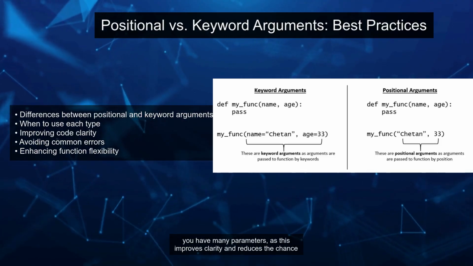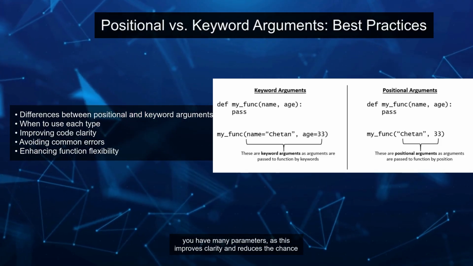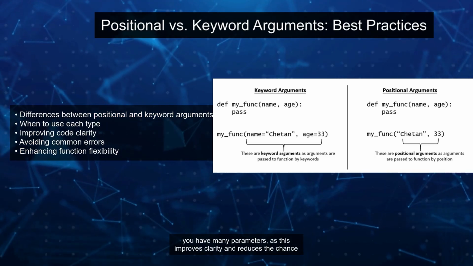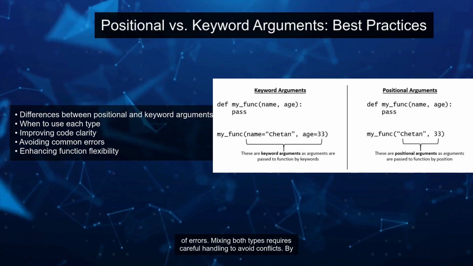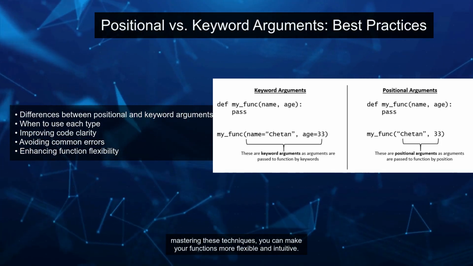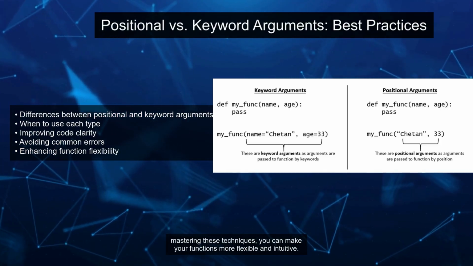Best practices suggest using keyword arguments when you have many parameters, as this improves clarity and reduces the chance of errors. Mixing both types requires careful handling to avoid conflicts. By mastering these techniques, you can make your functions more flexible and intuitive.